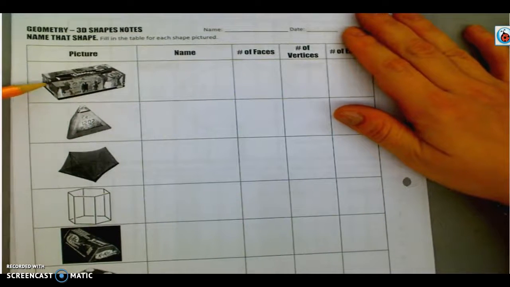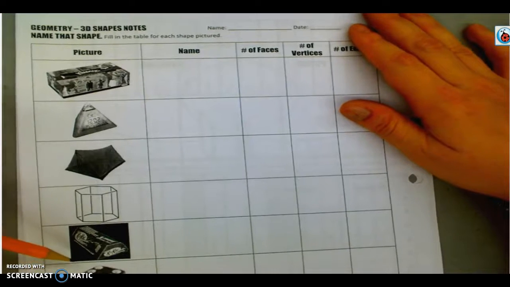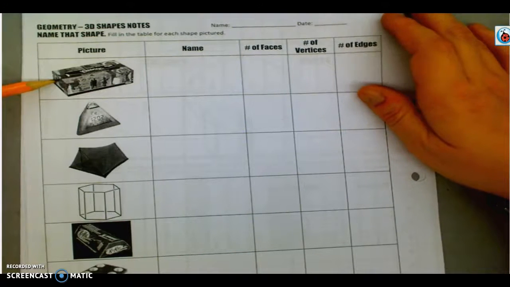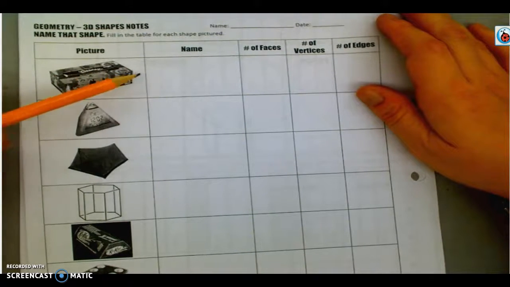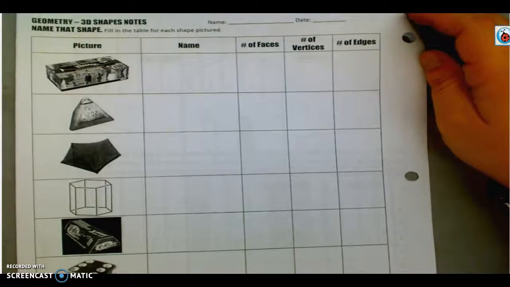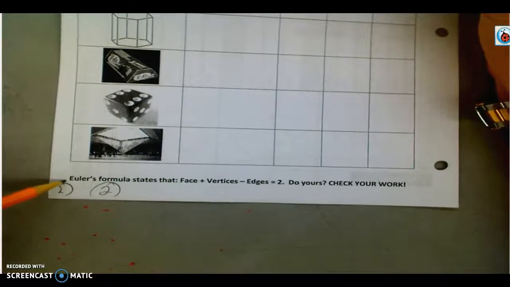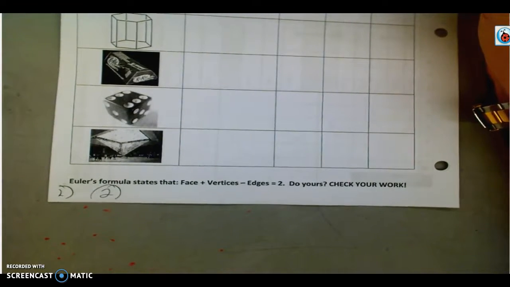These images are also in the PowerPoint, so if you're having a hard time seeing them or really understanding them in black and white, which is understandable, you can be looking at them on the PowerPoint as you are going through naming them and determining the number of faces, edges, and vertices. Okay? Don't forget to look down here. This pertains to that website you were supposed to have looked at.